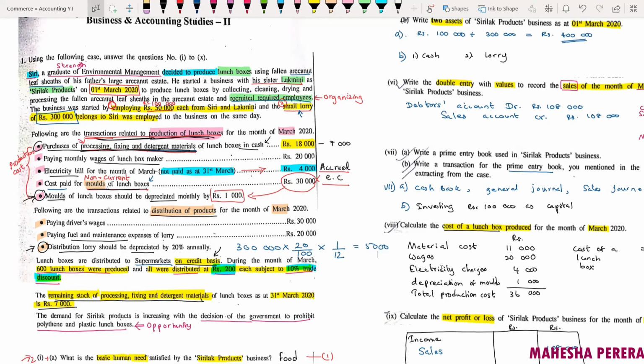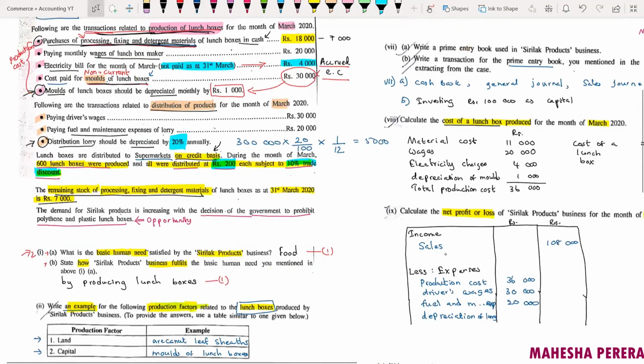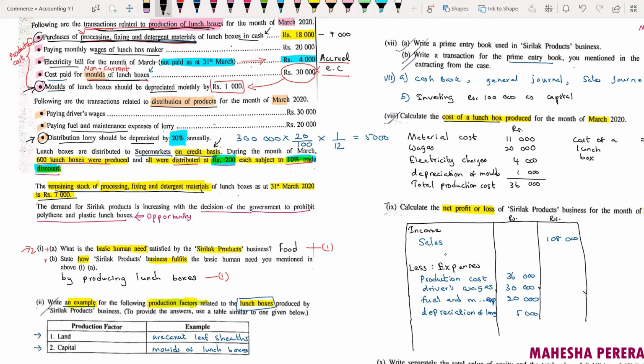So remember, a case is given for a specific month, and sometimes they give percentages as an annual figure. Normally, the percentage amount is for a year. So you need to convert it into a monthly figure, especially depreciation, sometimes bank loan interest, right? So make sure to convert into a monthly figure. So this is 5,000. I think we have recorded all the expenses.